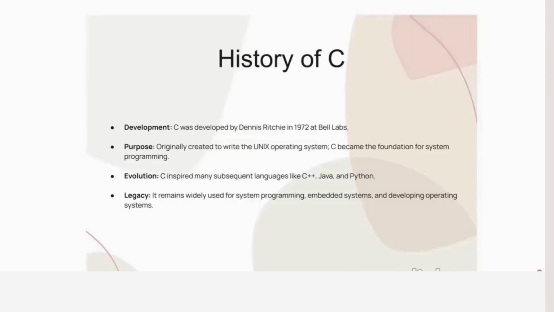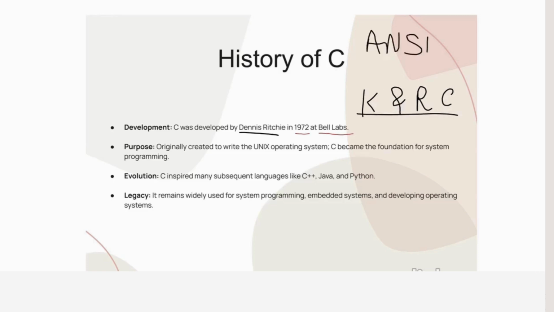History of C. C was developed by Dennis Ritchie and Kernighan in 1972 at Bell Laboratories. Initially, Dennis Ritchie and Kernighan called this new programming language K and R C. Later on, the American National Standards Institute (ANSI) standardized this new programming language, which was introduced by both these scientists, and renamed it ANSI C.